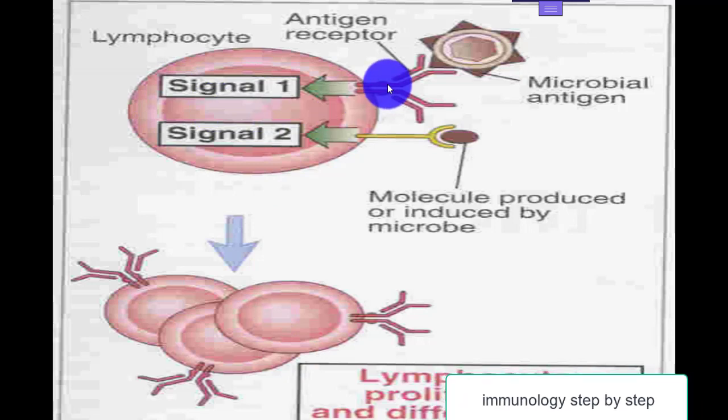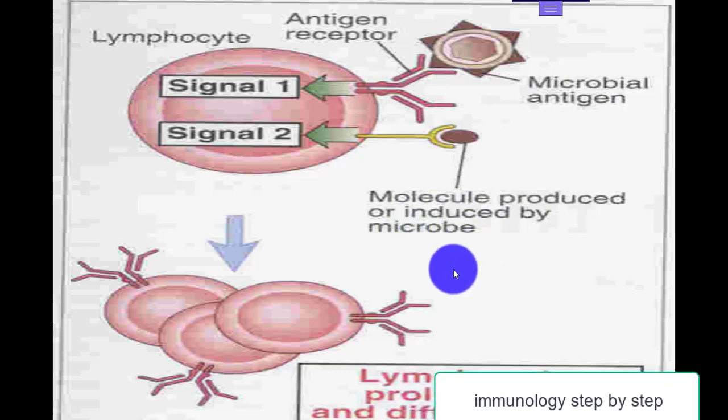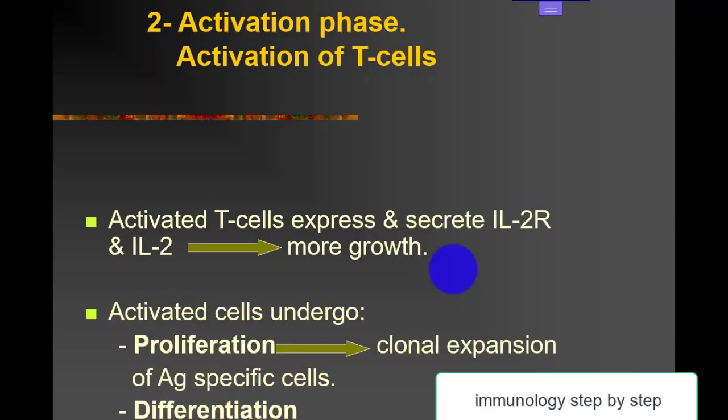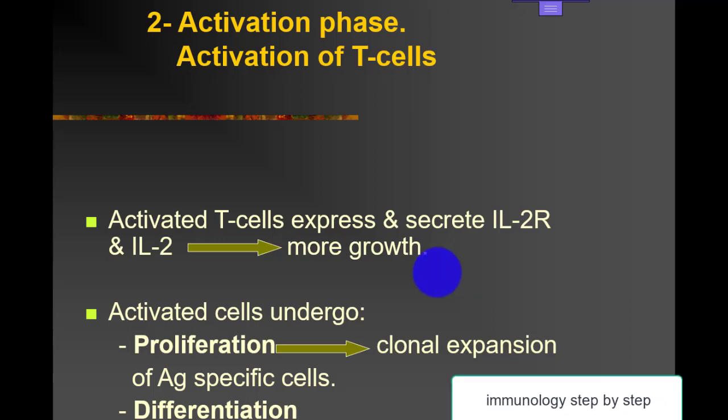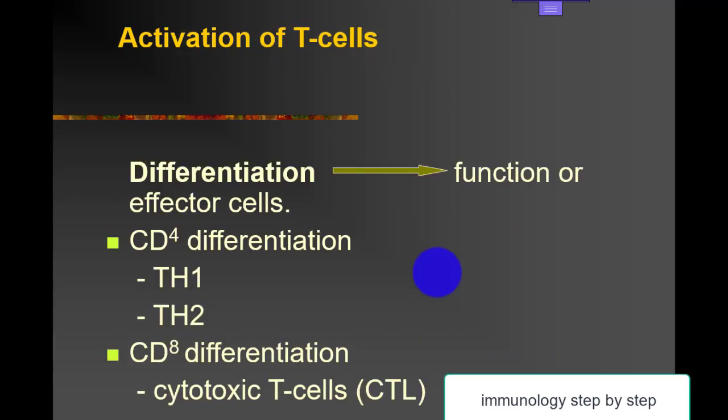Here, the lymphocyte antigen receptor binds microbial antigen, and molecules produced or induced by the microbe lead to lymphocyte proliferation and differentiation: the two-signal requirement of the lymphocyte. Activation phase: activation of T cells. Activated T cells express and secrete interleukin 2, and more growth occurs. Activated cells undergo proliferation, clonal expansion of antigen-specific cells, and differentiation. CD4 differentiation gives T helper 1 and T helper 2; CD8 differentiation gives cytotoxic T cells.